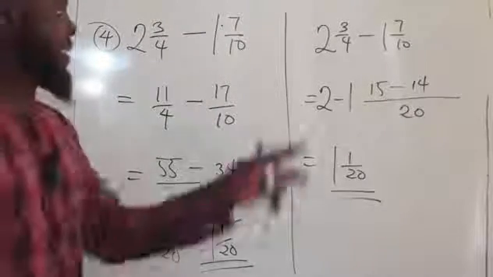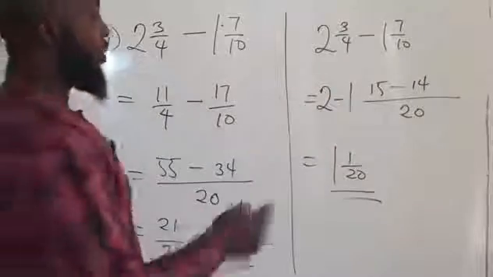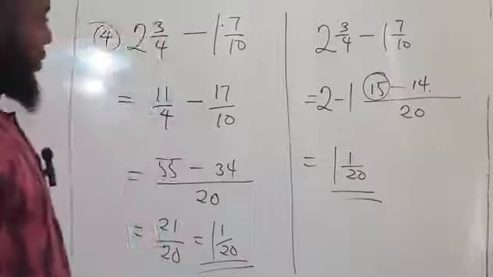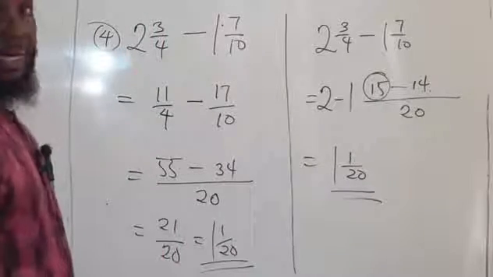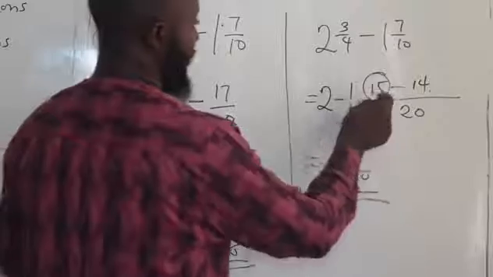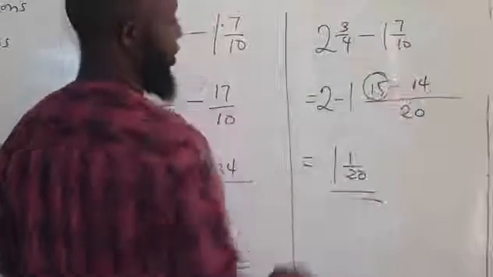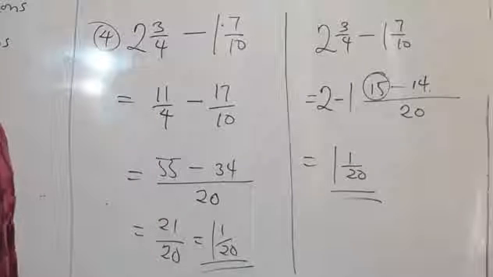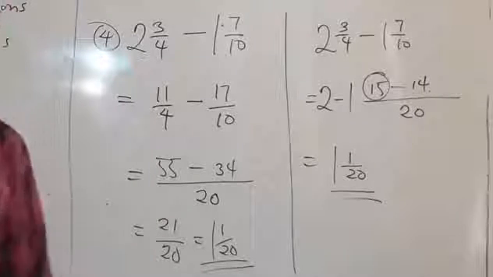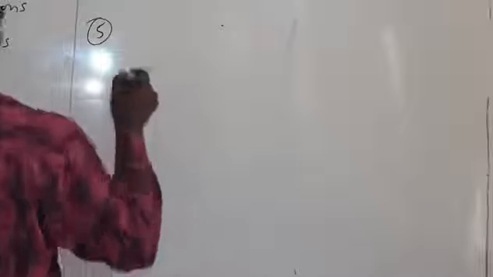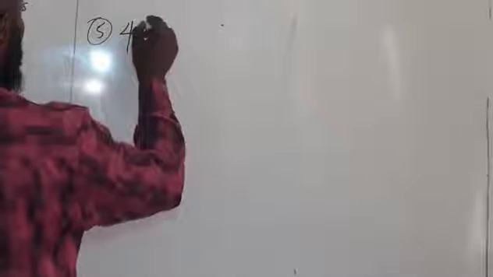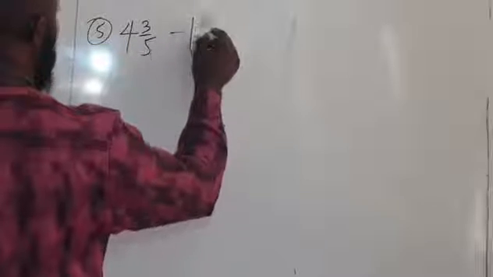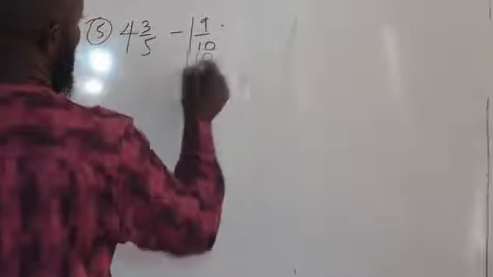But there are some questions where what you are going to have here will be less than what you're going to have here. So I'll come up with a question like that now. What you are going to have here will be less than what you are going to have here. So what are you going to do? I'm going to show you how to solve that shortly. Question number 5. We have 4 whole number 3 all over 5 minus 1 whole number 9 all over 10. So we have this.